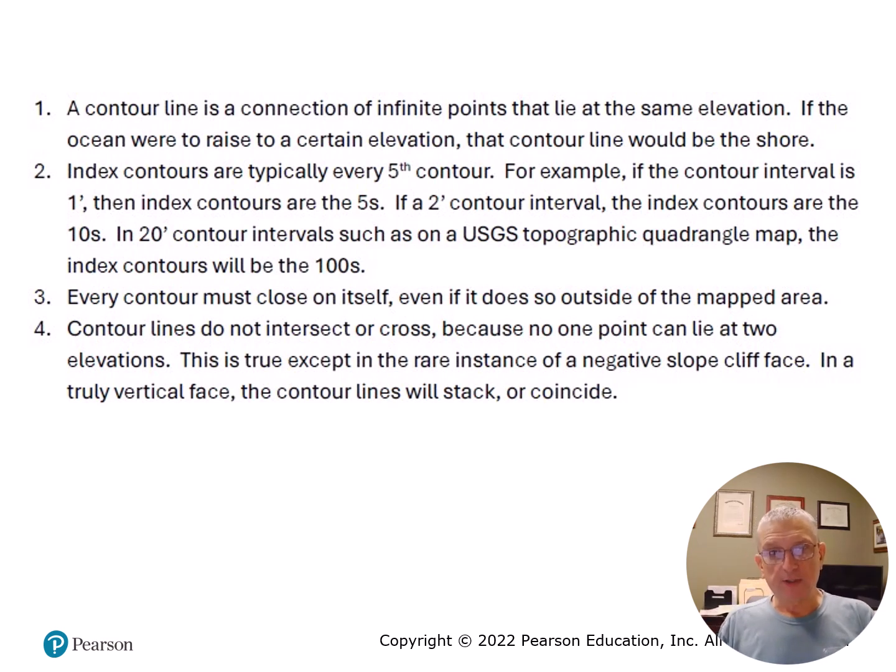If you look at a big scale, like a USGS topographic quadrangle map, the contour interval may be 20 feet, and so the index contours will be on the hundreds. Every contour must close on itself, even if it does so outside of the mapped area. A contour line may just go up and end, but it does not end within your mapped area. It will end at the extent of your contours.